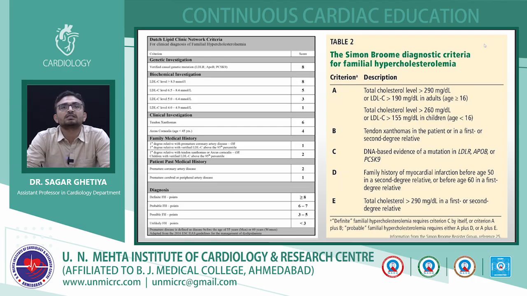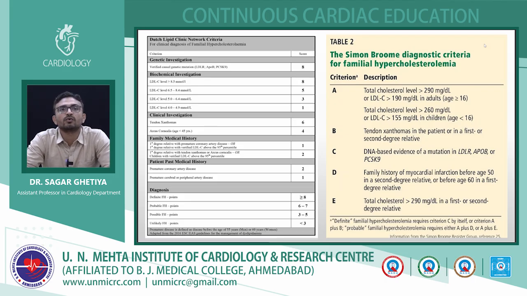In clinical examination, if there is a tendon xanthoma, then it is given 6 points, while arcus cornealis is given 4 points. In family history, if a first degree relative has a history of coronary artery disease, then 1 point is given. And if a first degree relative has a history of tendon xanthoma or is an already diagnosed case, then it is given 2 points. While if the patient has a history of coronary artery disease, then 2 points are given, and if the patient has peripheral artery disease, then 1 point is given.